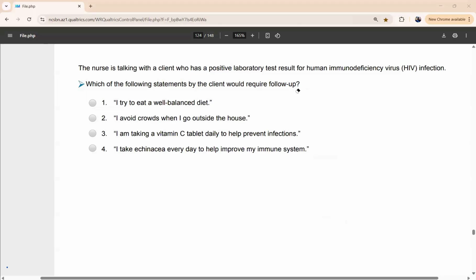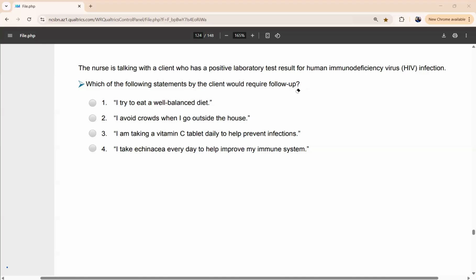So 1, I try to eat a well-balanced diet. That's good. We need a balanced diet almost for everything. So I'll cancel that, eliminate that. I avoid crowds when I go outside the house. Why should she avoid crowds? Because all I know is that this disease is transmitted through blood, so I'll put a question mark.